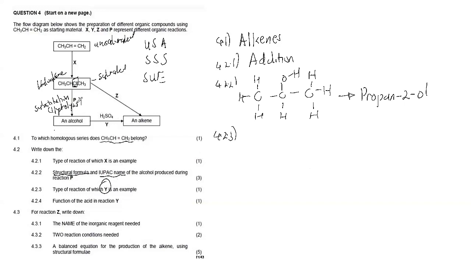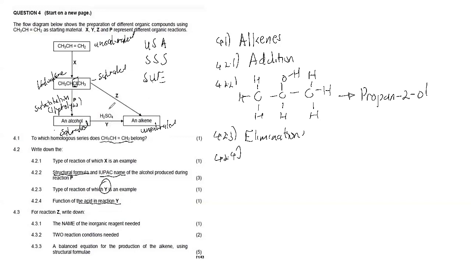And then 4.2.3 says the type of reaction of which Y is an example. Now we are moving from a saturated compound, which is an alcohol, to an unsaturated compound, which is an alkene. Now from saturated to unsaturated, we know that that is an elimination reaction, right? We are not required to be specific about that. So just elimination reaction.